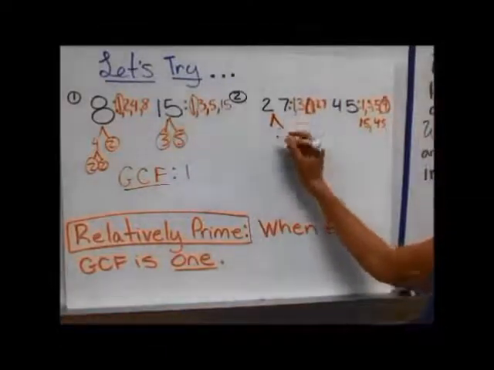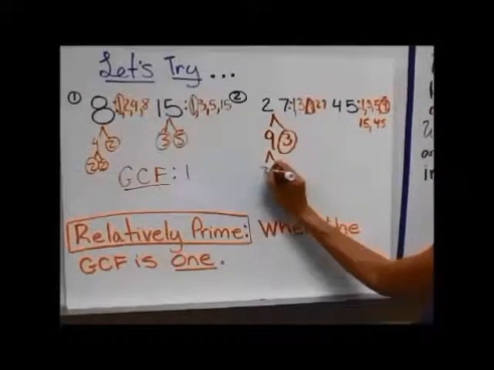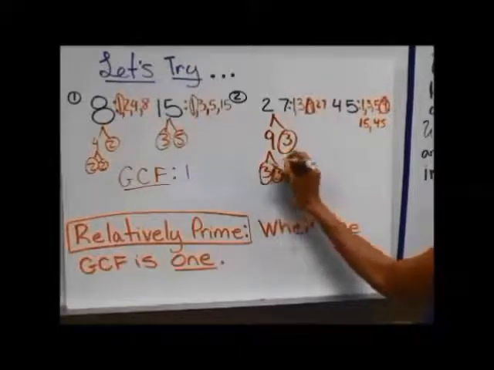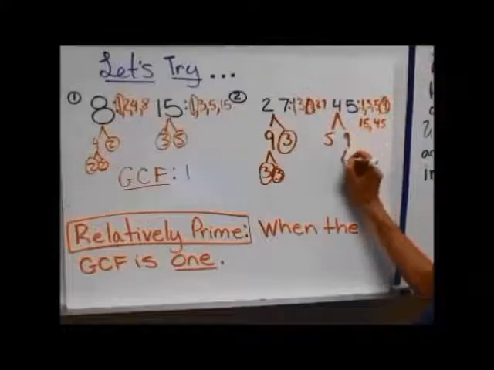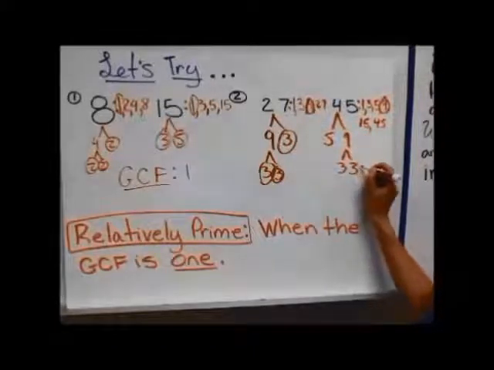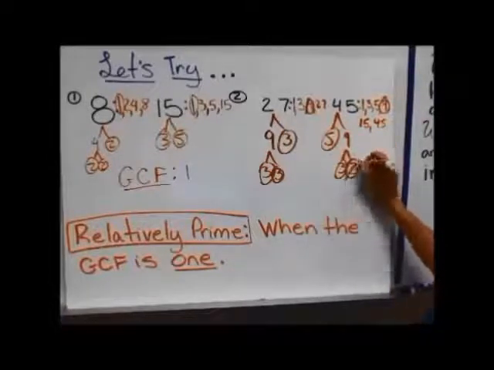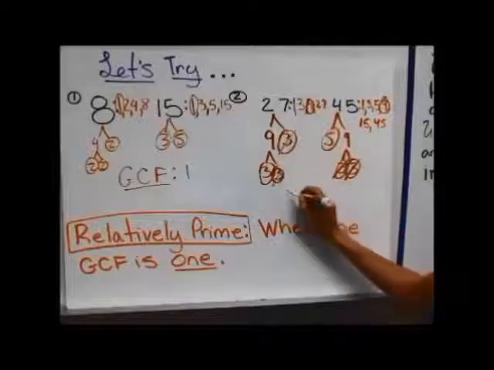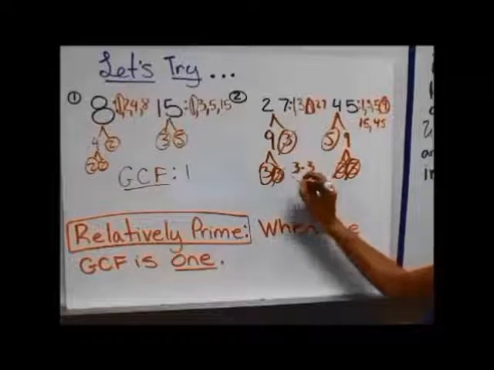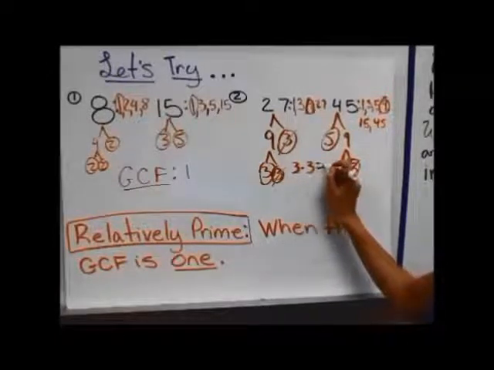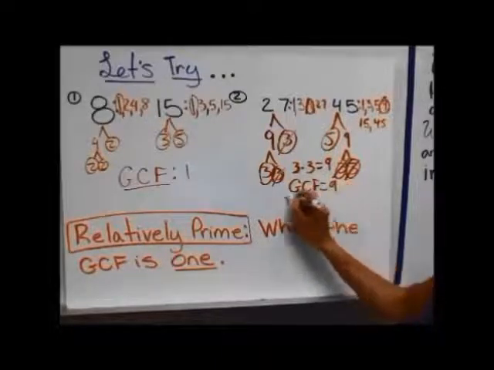So let's see, 9 times 3 and 3 times 3. And then for 45, we have 5 times 9, and 3 times 3. So I'm going to circle my prime numbers. And I have 2 3s in common on both trees. 3 times 3 is 9. So I only write what they have in common one time. And so their greatest common factor is 9.